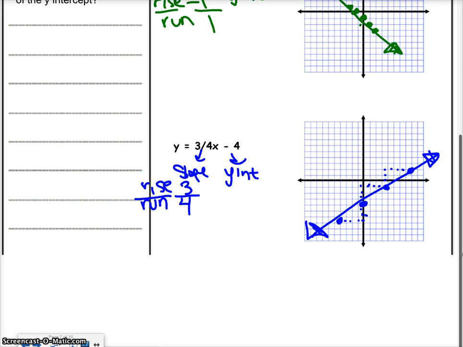So your learning target today is that, given an equation, you can plot the y-intercept and use the slope to make a line. Do you think you can do that?